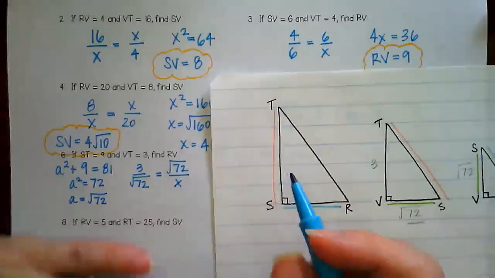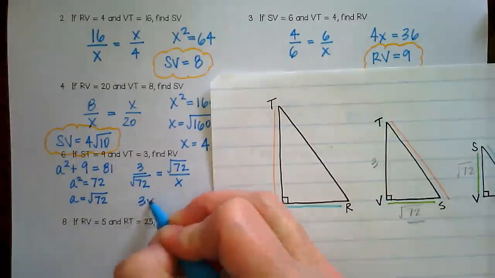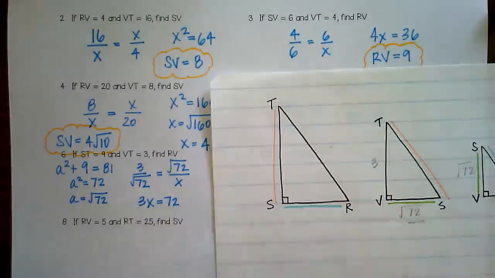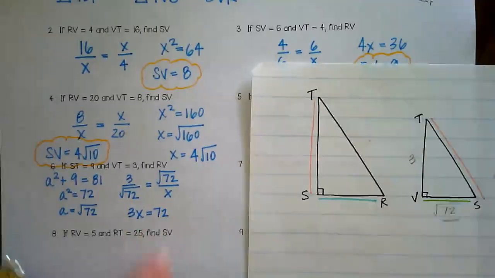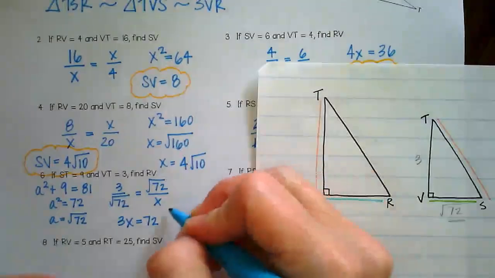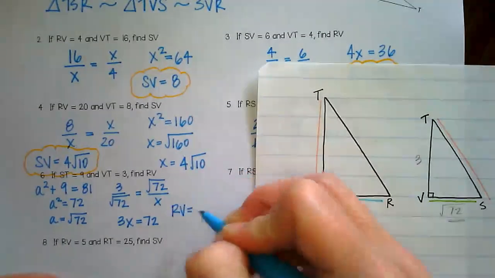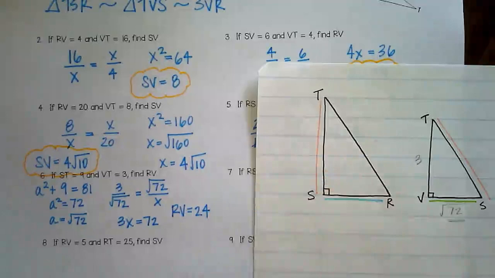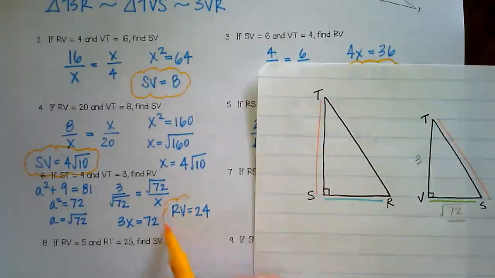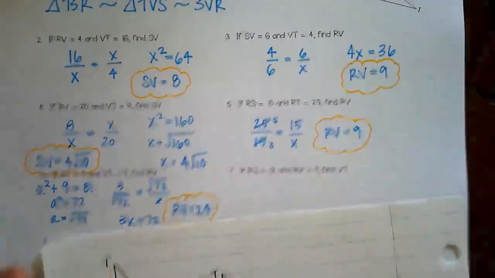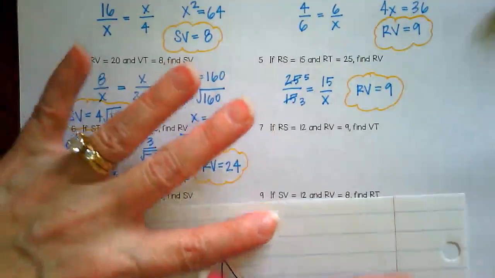So now, to solve this, I get 3x equals 72, because the square root of 72 multiplied by itself is going to be 72. So divide both sides by 3, and that tells me that RV is 24. And there's number 6. All right, on to number 7.